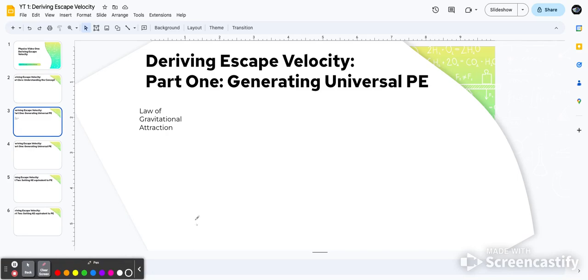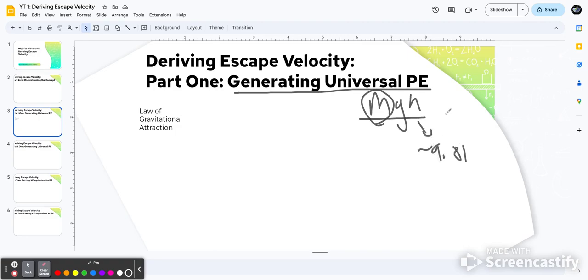The first thing you need to know is that we first need to generate a formula for universal potential energy. Some of you may know potential energy as mgh for an object. This is gravitational potential energy, where m is the mass of the object, g is approximately 9.81, and h is the height from which the object is above the ground. However, this is not universal, because this 9.81 only holds within our atmosphere.